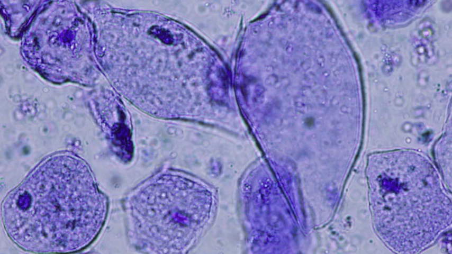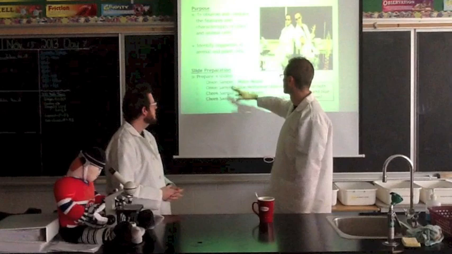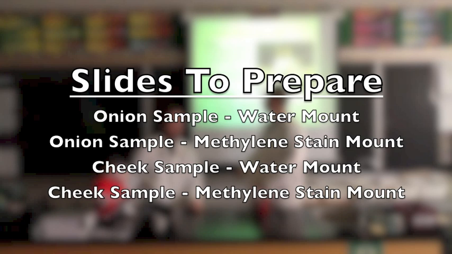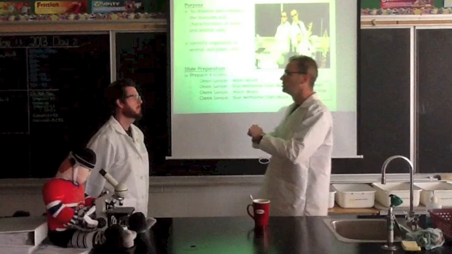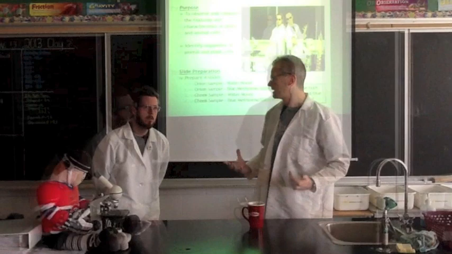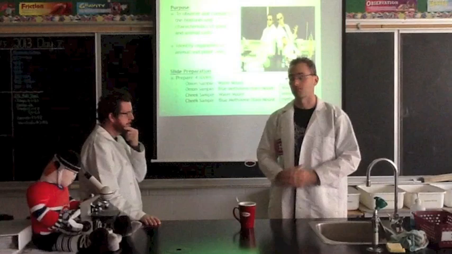In this lab, you're going to be creating four different slides, four wet mounts. The slides to prepare are: onion sample water mount, onion sample methylene blue mount, cheek sample water mount, and cheek sample methylene blue mount. For one onion sample, you prepare a water mount, and for the second, you prepare a methylene blue stain. Then you prepare the same two slides using the cheek sample. It's all about testing variables. We love testing variables.